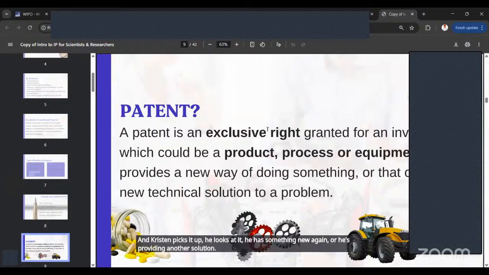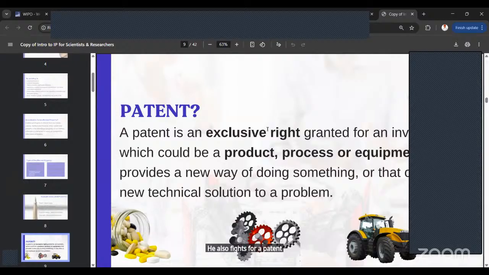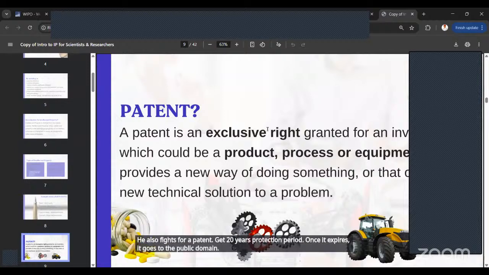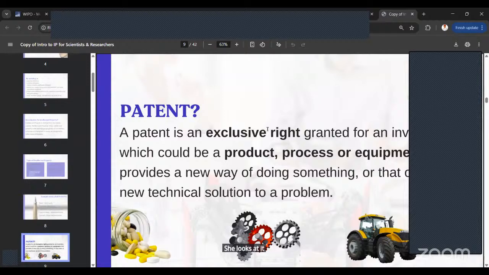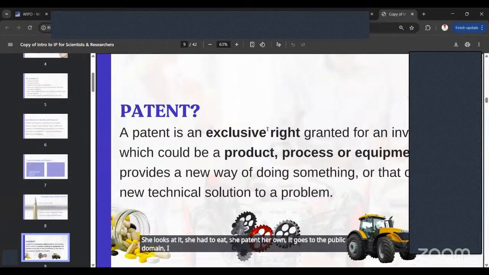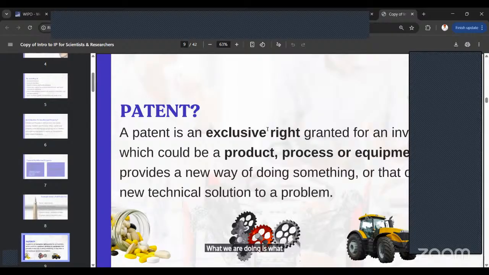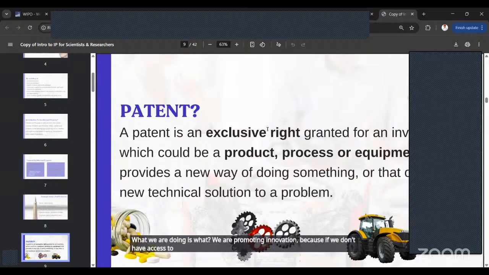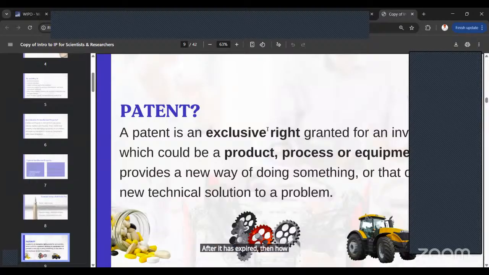He also fights for a patent, gets 20 years protection period. Once it expires, it goes to the public domain. Muna picks it up, she looks at it, she adds to it, she patents her own, it goes to the public domain. I pick it up, I look at it, I add to it, and all these things have the criteria of patentability. What we are doing is what? We are promoting innovation. Because if we don't have access to Dennis' invention after it has expired, then how are we going to build on it? So this is how patent works, okay?